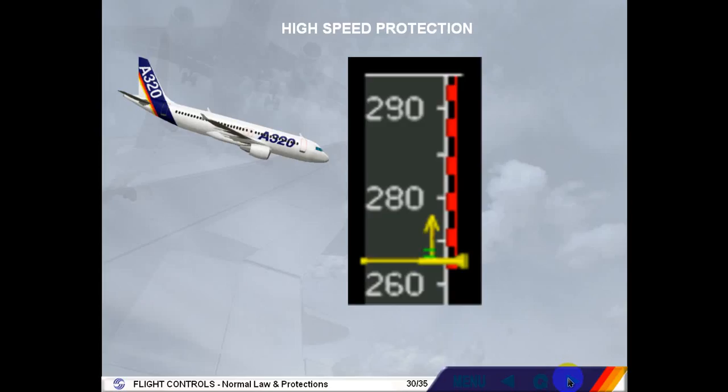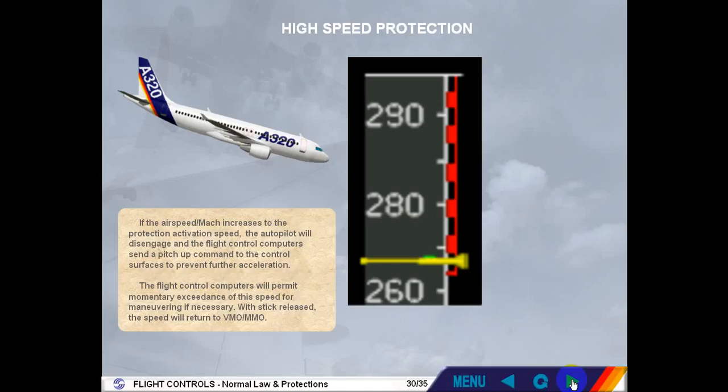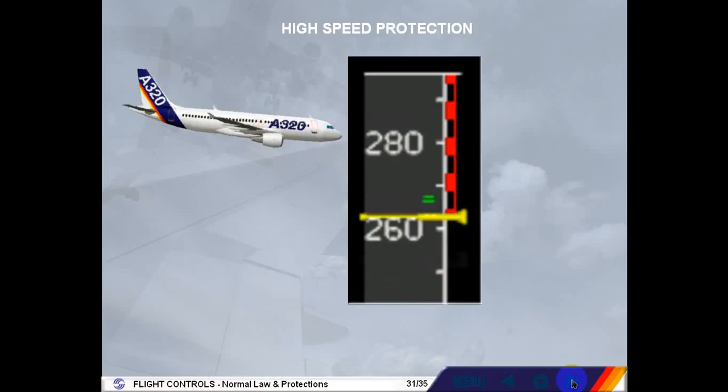If the airspeed or Mach increases to the protection activation speed, the autopilot will disengage and the flight control computers send a pitch up command to the control surfaces to prevent further acceleration. The flight control computers will permit momentary exceedance of this speed for maneuvering if necessary. With stick released, the speed will return to VMO-MMO. Notice that the pilot cannot override the automatic pitch up.